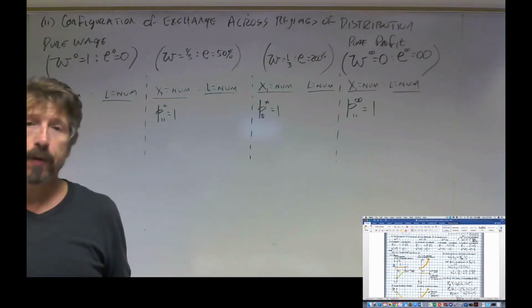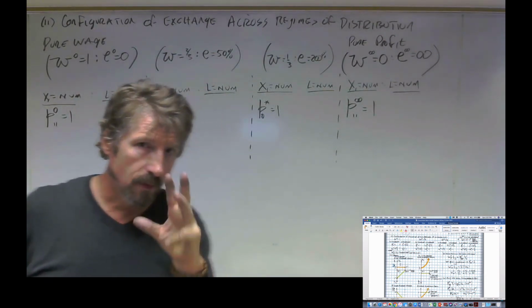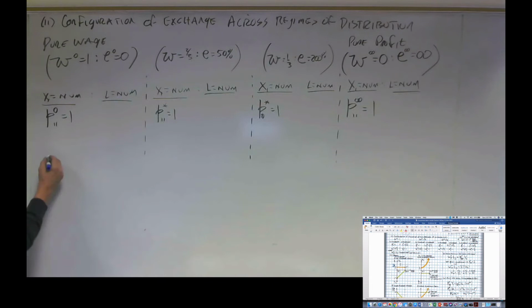Now what we're going to do is look at the wage rate when it's expressed in quantities of wild strawberries. This is going to be the wage rates at the pure wage regime of distribution when wild strawberries is the numeraire.